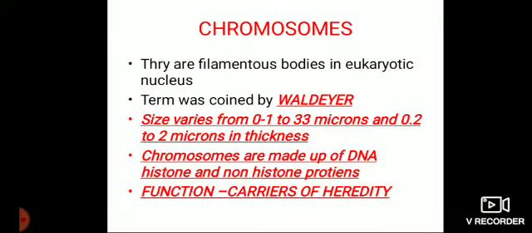So chromosomes are filamentous bodies in the eukaryotic nucleus. The term chromosome was coined by Waldeyer. Multiple choice question: who coined the word chromosome? Waldeyer. Size varies from 0.1 micron to 33 microns in length and 0.2 microns to 2 microns in thickness. Chromosomes are made up of DNA, histone and non-histone proteins. Function of the chromosome is to carry the heredity.